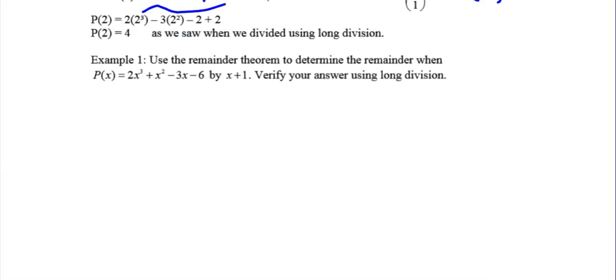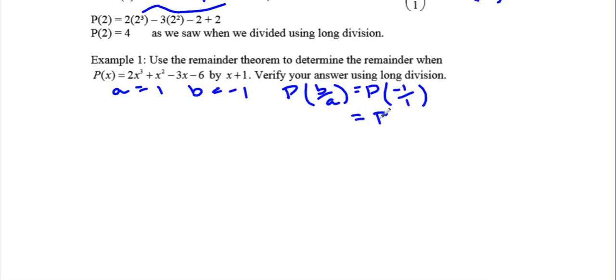It says use the remainder theorem to determine the remainder when you've got this being divided by this. So let's start out by identifying our a and our b. So a is the coefficient of the divisor, which is 1, and b is the opposite sign of the other term in our divisor, so that's going to be negative 1. So p of b over a, where b is negative 1 and a is 1, is just p of negative 1. So we need to find p of negative 1.